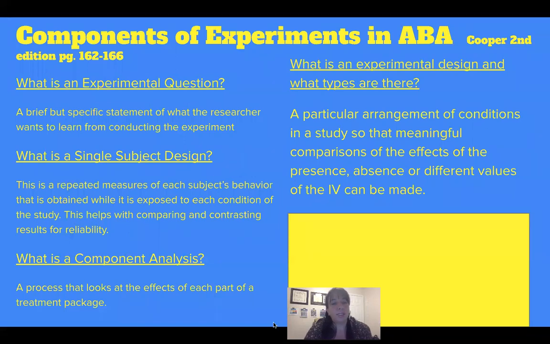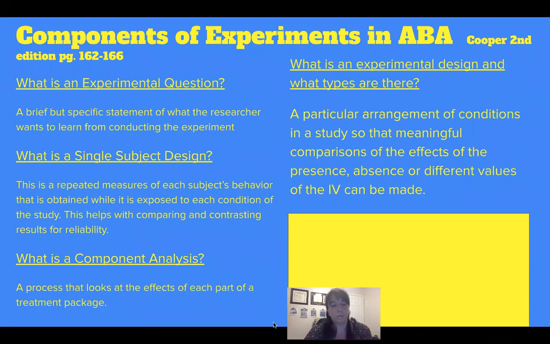All right, what is a single subject design? This is a repeated measure of each subject's behavior that is obtained while it's exposed to each condition of the study. This helps with comparing and contrasting results for reliability. Do you guys all agree with that? Or do you want to add anything?